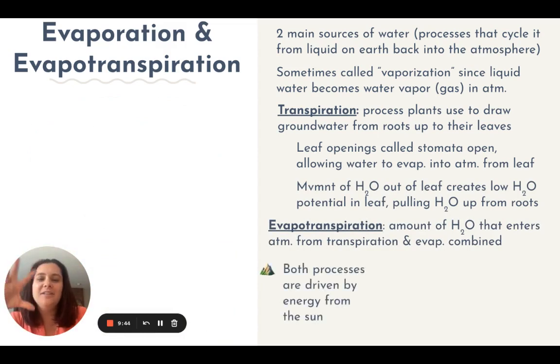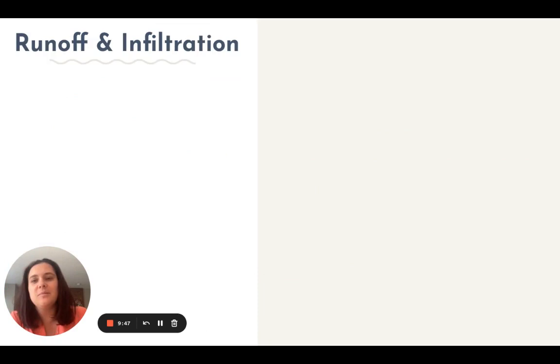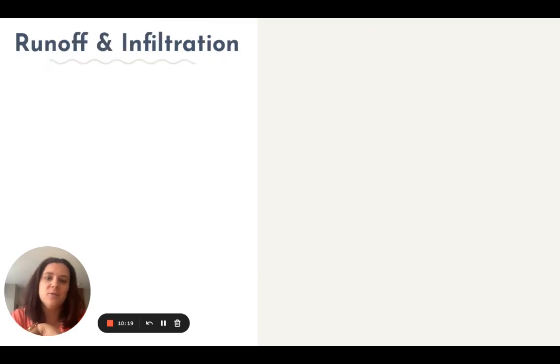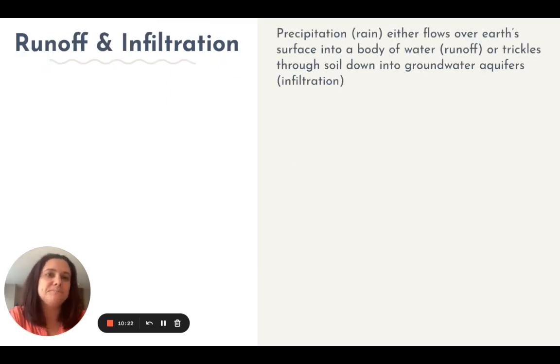All right. So if we take all of that together, we also have something called evapotranspiration, which looks at the amount of water that's entering the atmosphere from both transpiration from the plants and evaporation from whatever other water sources it may be. Now, the interesting thing here is that all of this is driven by the sun. Transpiration is going to be higher when there's more sunlight because there's more photosynthesis happening, and plants need water for that, so they're going to use more. And we obviously have more evaporation when there's more sunlight as well. So they're both driven by the sun's energy.